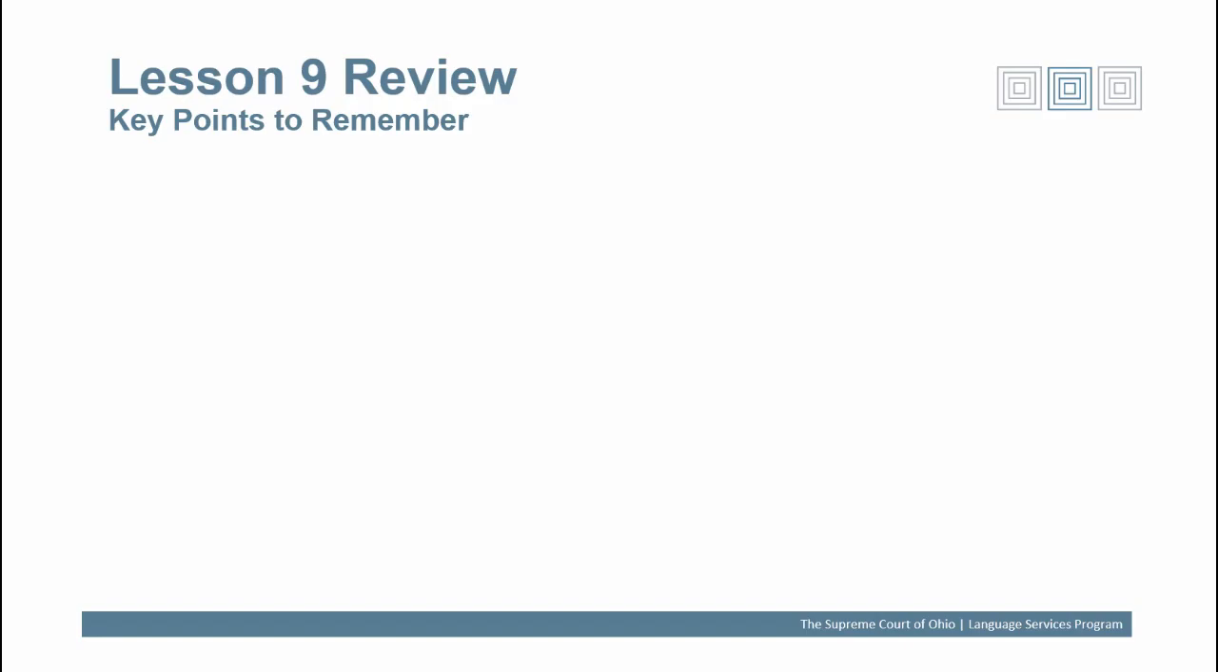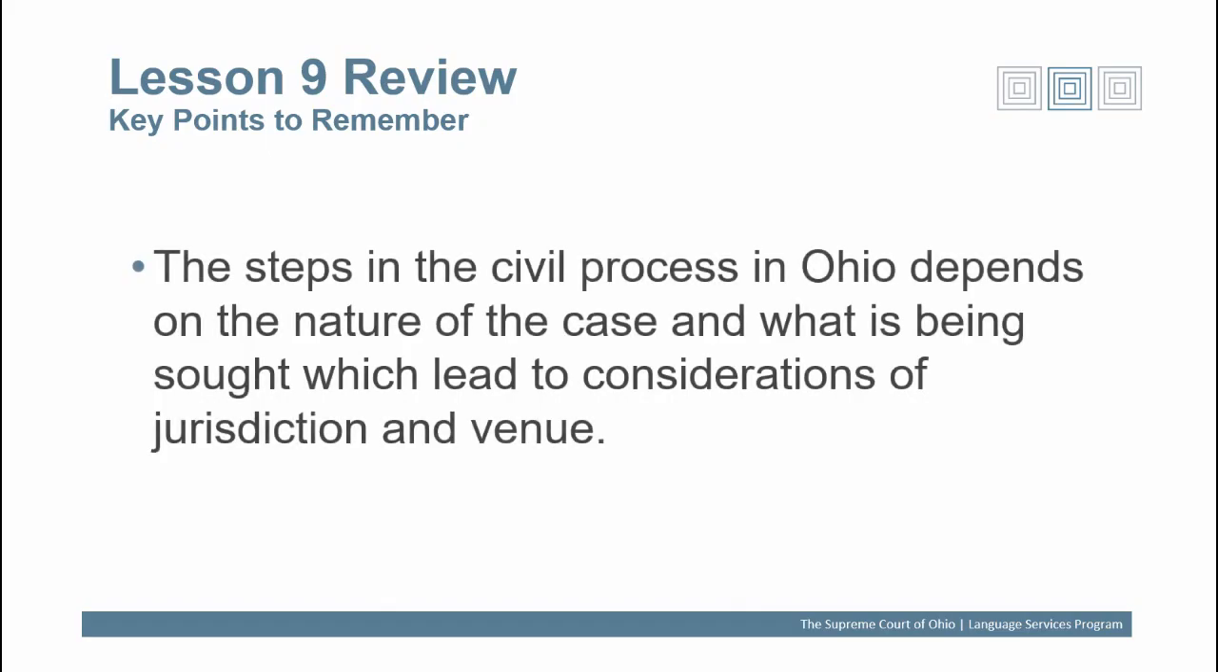The key points to remember in Lesson 9 are: the steps in the civil process in Ohio depend on the nature of the case and what is being sought, which lead to considerations of jurisdiction and venue.